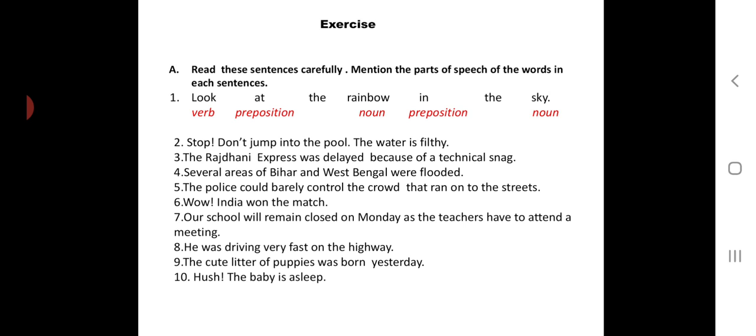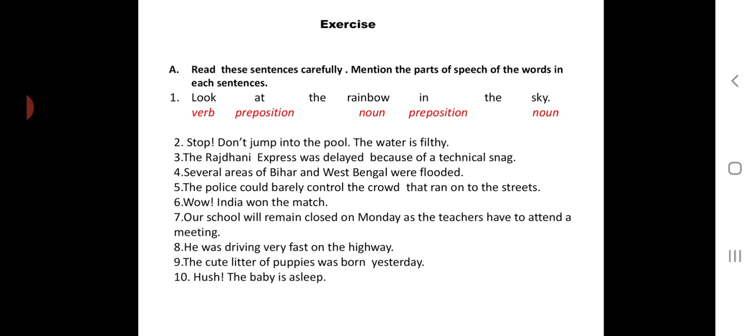Let's find out which parts of speech are present in the second sentence. Stop. Don't jump into the pool. The water is filthy. In this sentence, can you identify the nouns? Yes. Pool and water are the nouns. And the verbs: don't jump, is. These three are the verbs, right? Filthy is the adjective. Into is the preposition. And stop is an interjection, right?